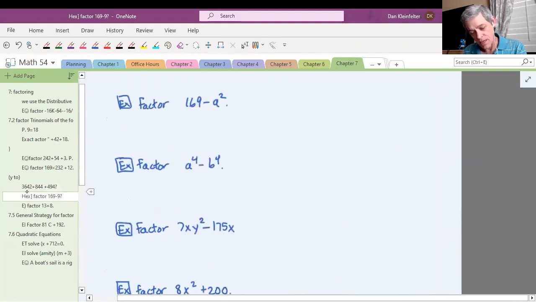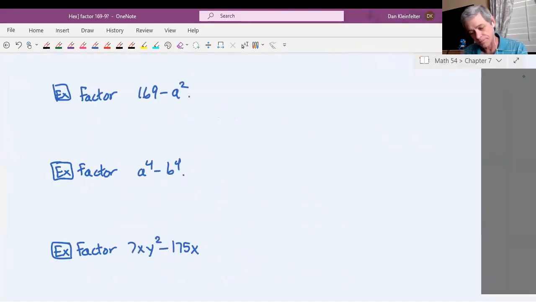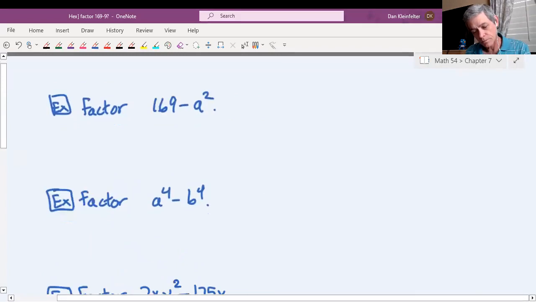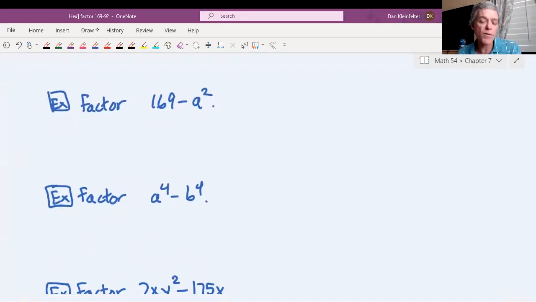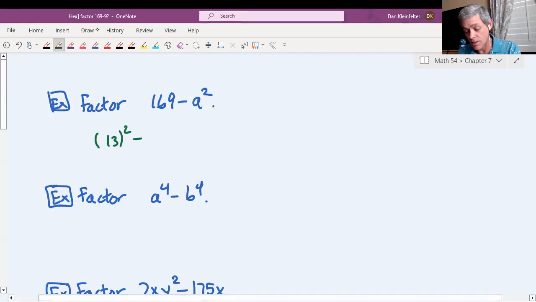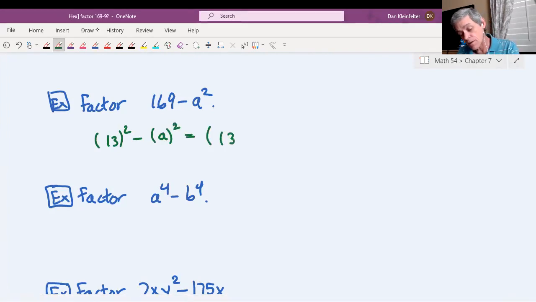Okay. Couple more examples. Okay, so we have 169 minus a squared. For this one, the number is in the front. It's helpful to remember perfect squares for this. 169 is actually 13 squared. So this is 13 squared minus a squared. So this will be (13 plus a)(13 minus a). It looks a little unnatural to see the number in the front instead of the a, but that's okay.